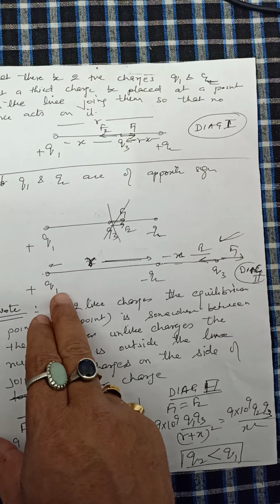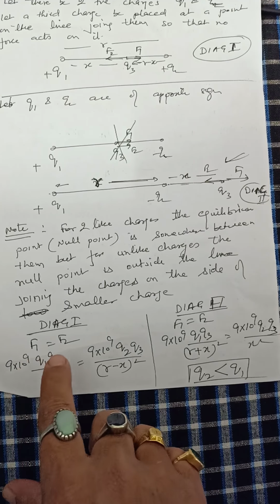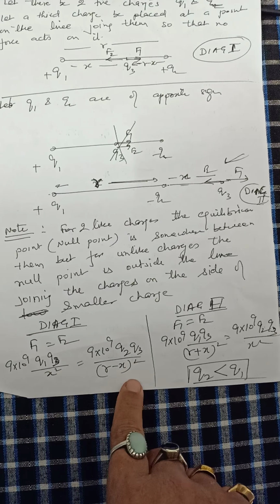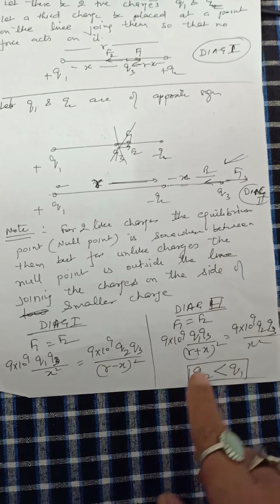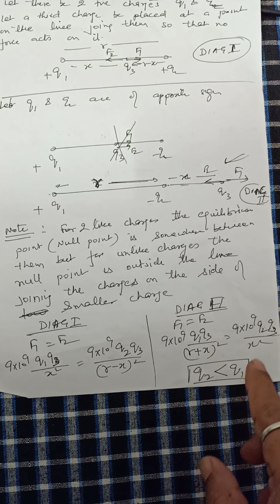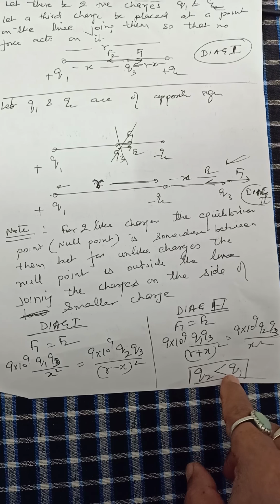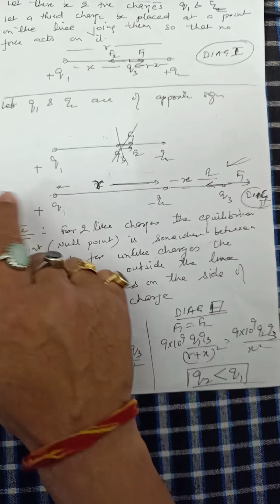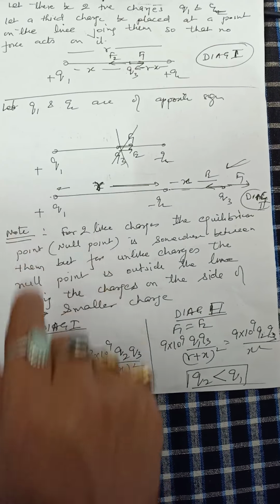So for the first diagram, we can write the formula. Force number 1 equal to force number 2. First diagram at the top, force between Q1 and Q3 is 9×10^9 Q1 Q3 upon distance x square. Q2 Q3, 9×10^9 Q2 Q3, distance is r minus x. In the second diagram, when we put the value of F1, it is 9×10^9 Q1 Q3 upon r plus x whole square, and 9×10^9 Q2 Q3 upon x square. Q2 must be less than Q1, means on the side of the smaller. If Q2 is bigger, the null point will be on this side. Clear?